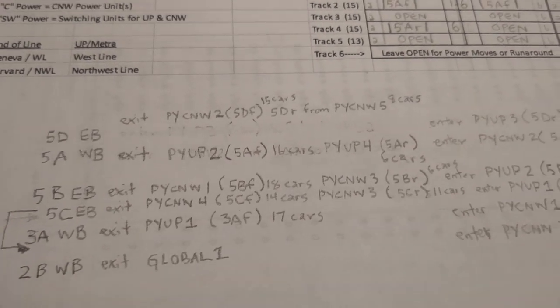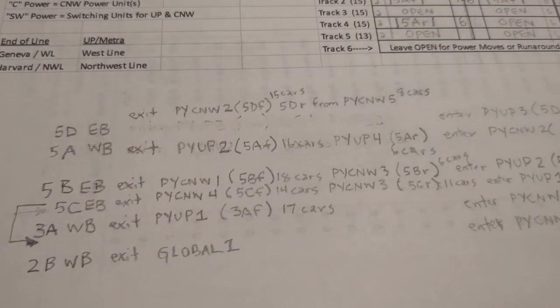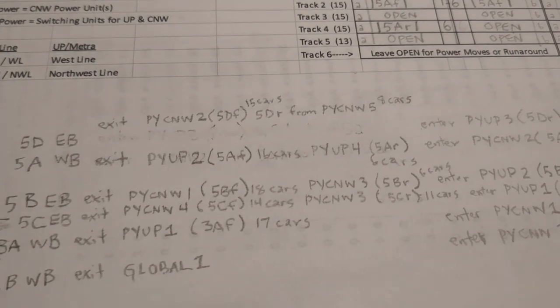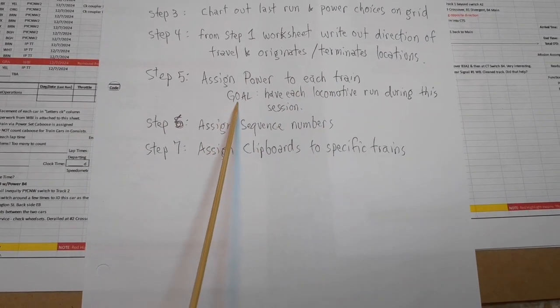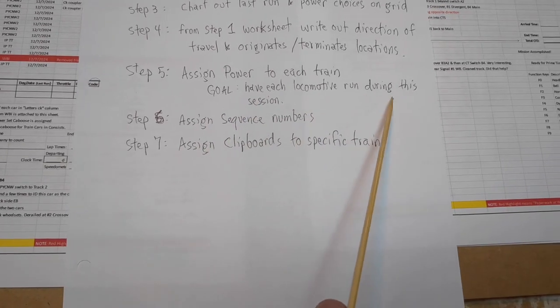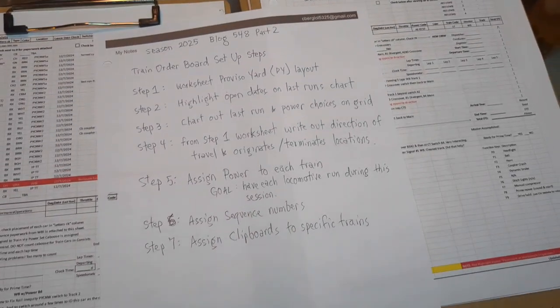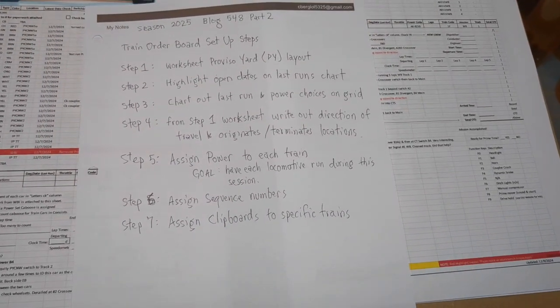And I'll need that to fill in the train order board. Let's go to step 5. All right, step 5, assign power to each train. The goal is to have each locomotive run during this session. So let's go to the train order board now.